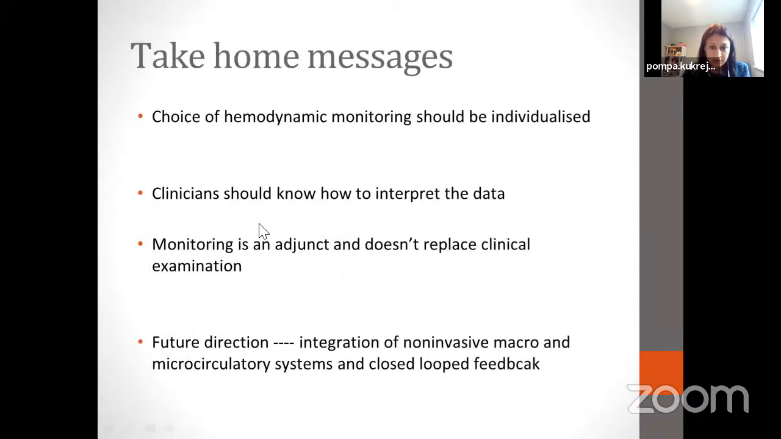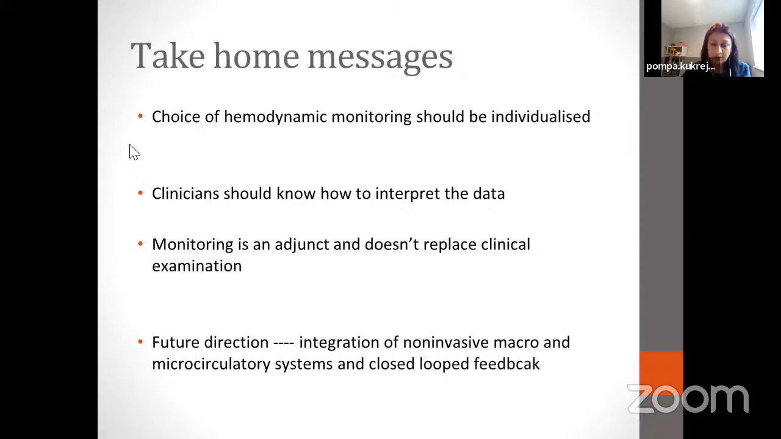So the take-home messages: the choice of hemodynamic monitoring should be individualized. Clinicians should know how to interpret the data. Monitoring is an adjunct. It doesn't replace your clinical examination. So please don't forget to touch and feel your patient, to look at your charts, your capillary refill time, your temperature difference, your urine output, because those give you vital clues in addition to the monitoring. Monitoring is just an adjunct, so everything should be taken in context.